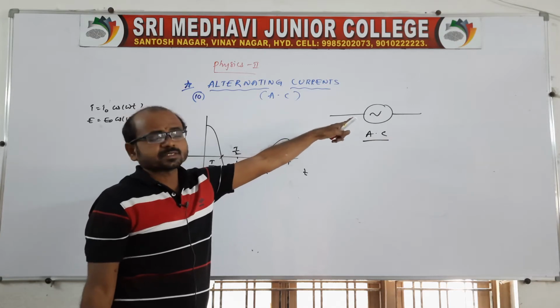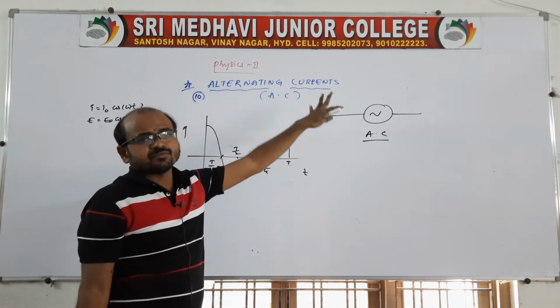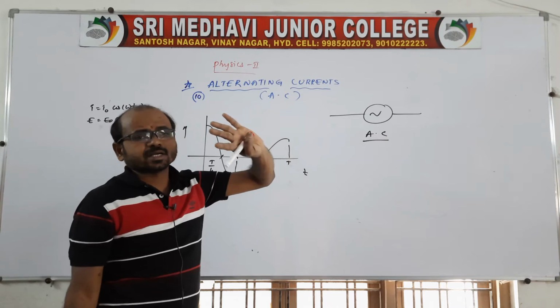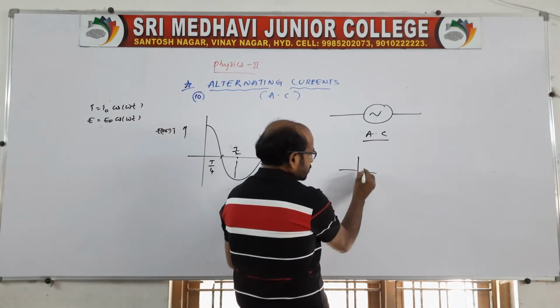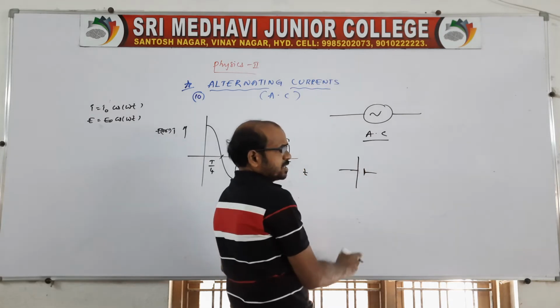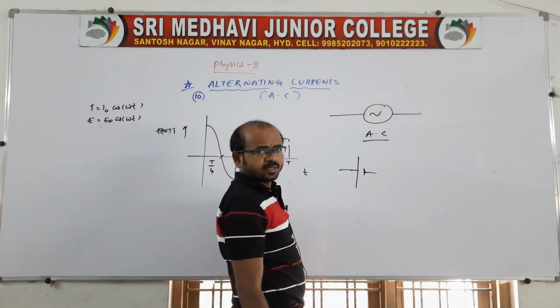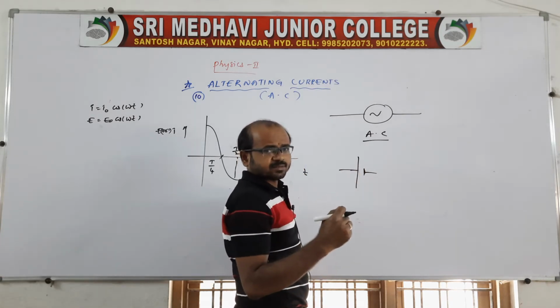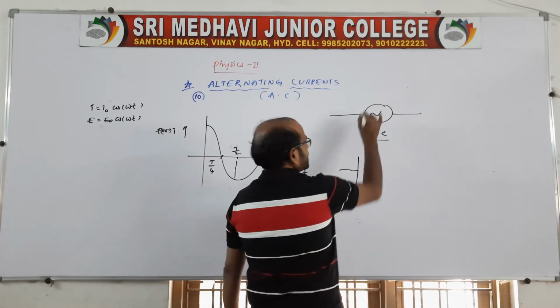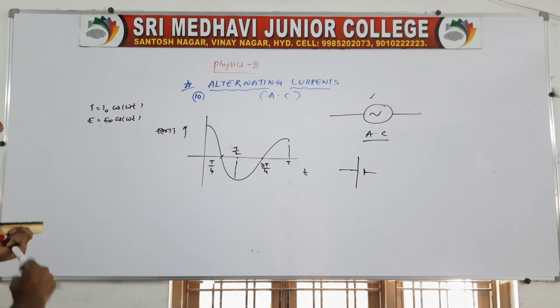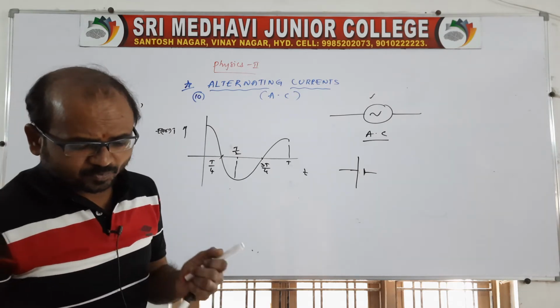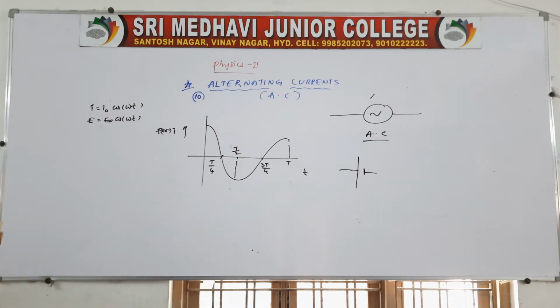If it is represented like this in any circuit, we can say alternating currents are connected. Suppose only a battery is connected, this is only a DC supply, DC current, right? There is no change, directly we get DC. But here, when it is represented like this, we get alternately positive and negative. So it is a symbol of alternating current. Is it okay now?